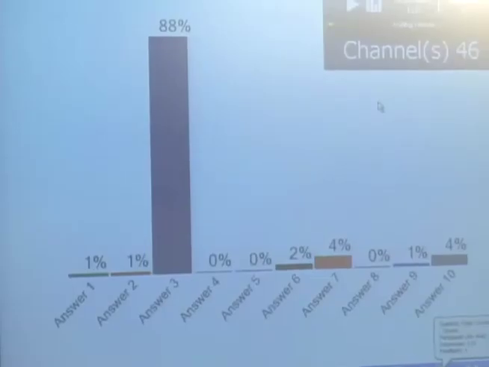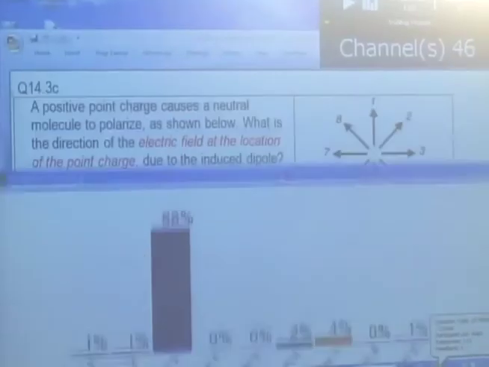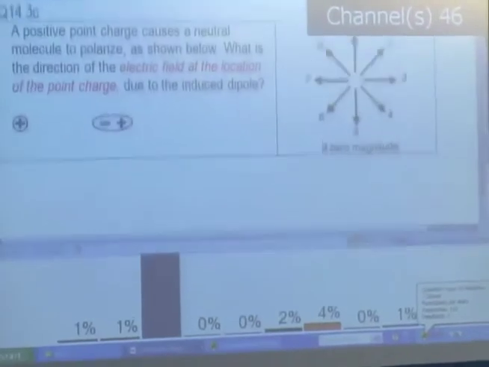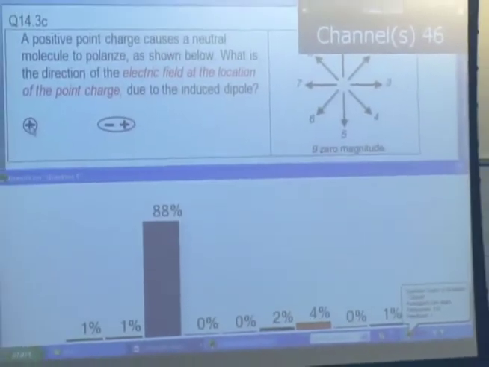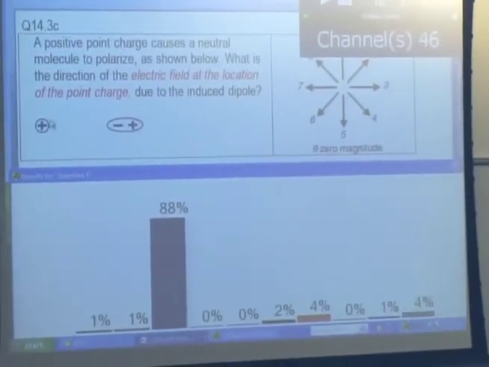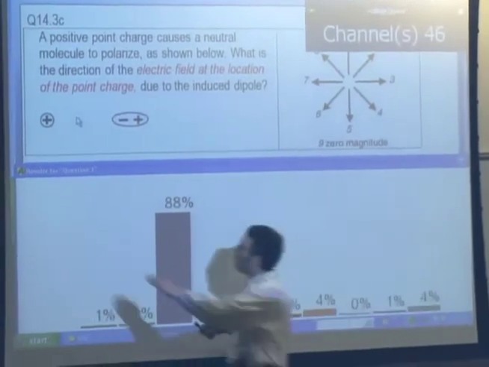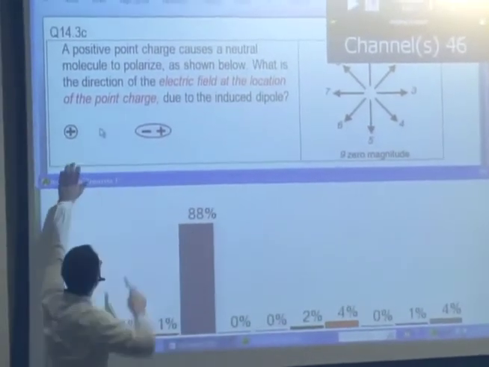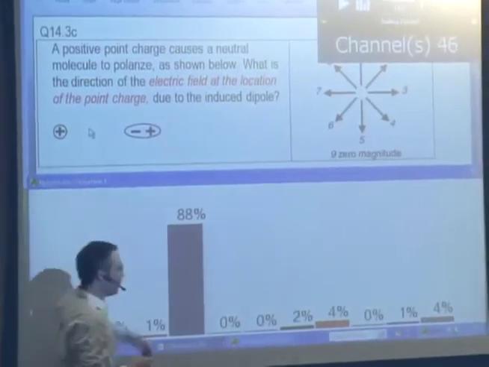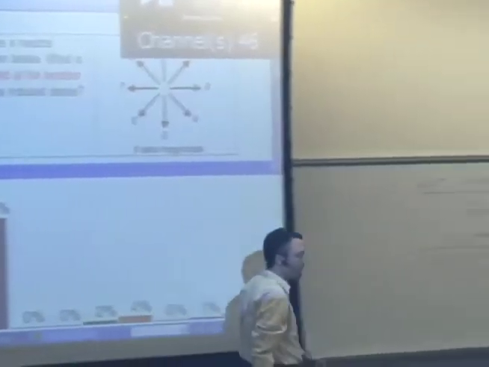So just about all of us say that the direction of the electric field due to the dipole at the positive charge location is to the right. You don't even have to think about the positive charge. Once you have the dipole polarizing this way, the field is pointing towards the negative end of the dipole. So direction number 3.